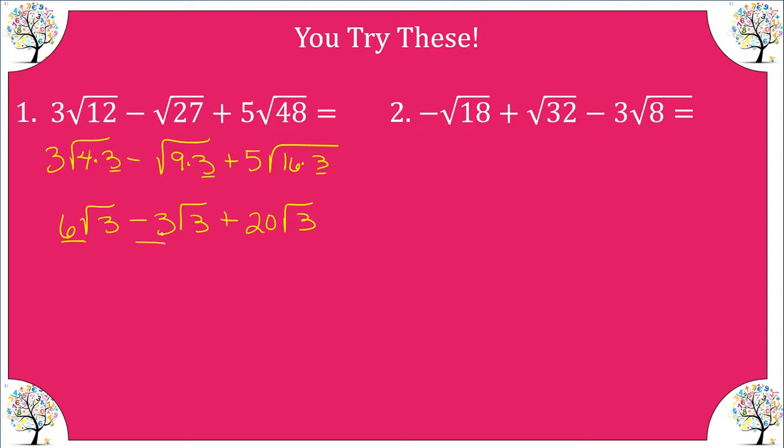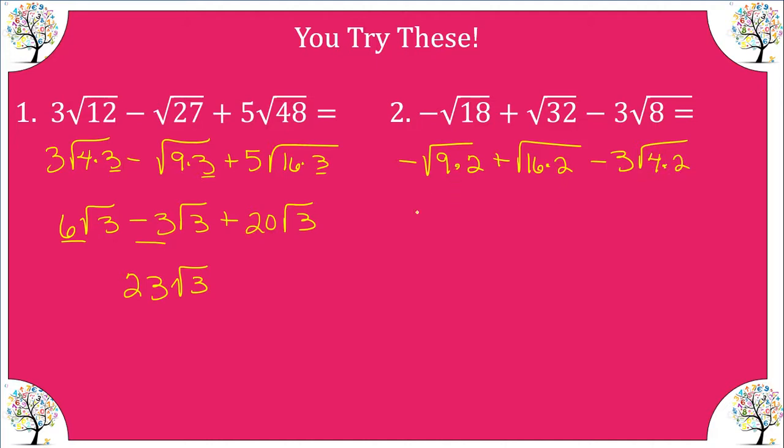So I get 6 minus 3 is 3. 3 plus 20 is 23 times the square root of 3. Number 2, we have the understood -1. We break down 18 into 9 times 2, plus we break down 32. Not 4 and 8, that works, but the better one is going to be 16 times 2 minus 3 times, and we have 4 times 2.